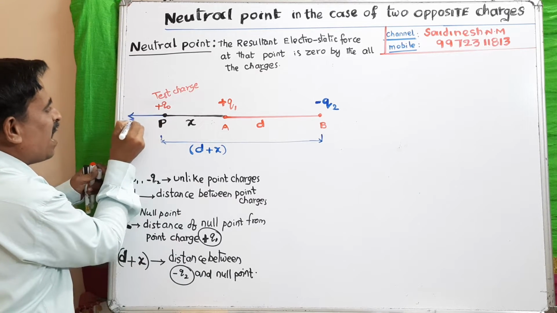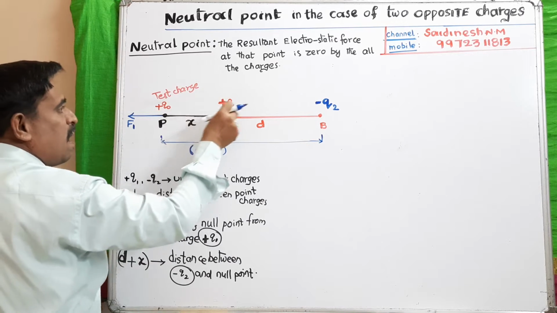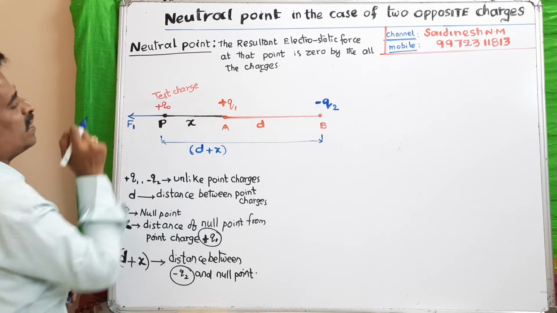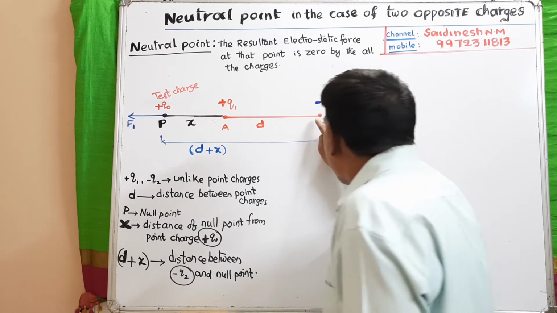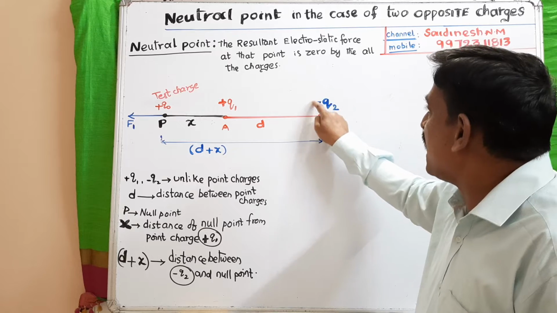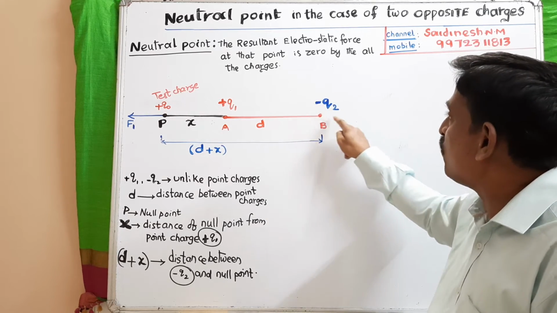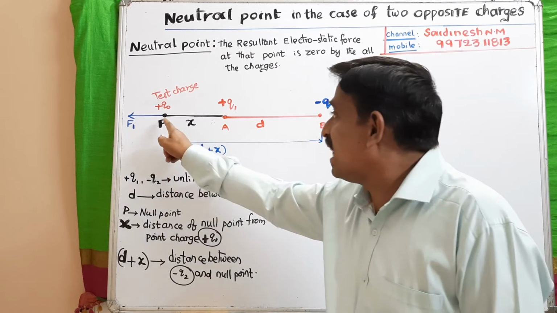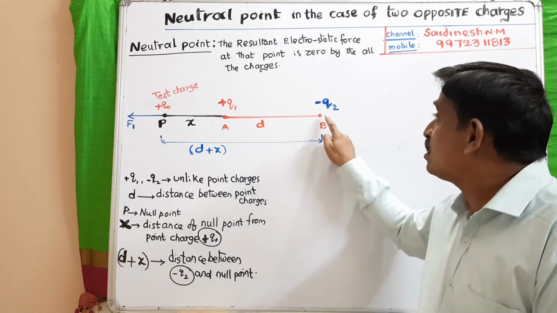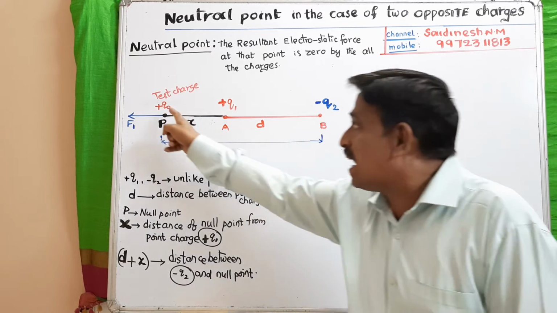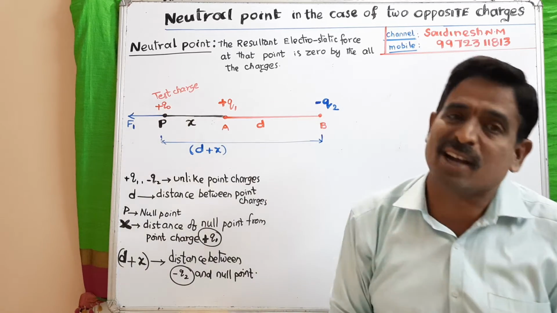This is the electrostatic repulsive force applied by the positive charge Q1 on the test charge. Now, here at the point B, there is a negative point charge. At this point, it is the positive test charge. One charge is negative, another charge is positive. These two are unlike charges.